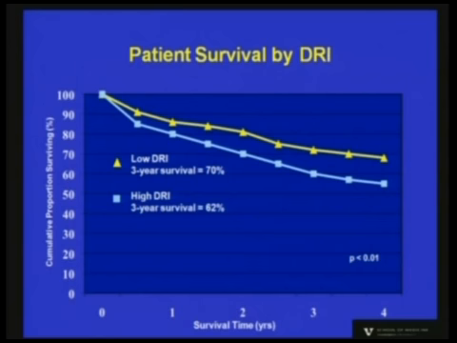This is a Kaplan-Meier plot of patient survival by donor risk index, and what you see is the yellow triangles represent survival of a recipient who received a low DRI organ with a 3-year survival of 70%, while the blue squares represent survival of a recipient who received a high DRI organ and had a 3-year survival of around 62%.